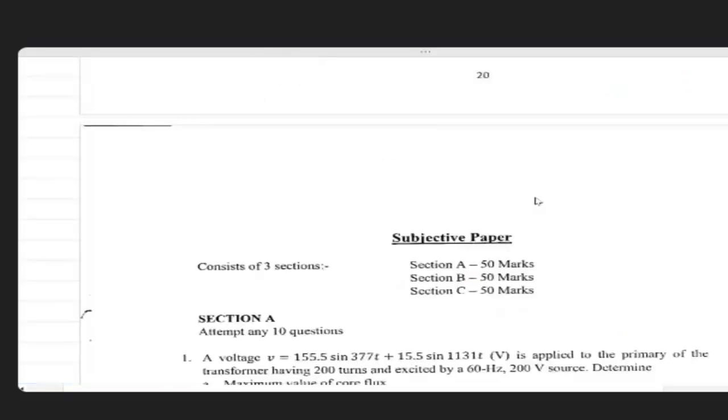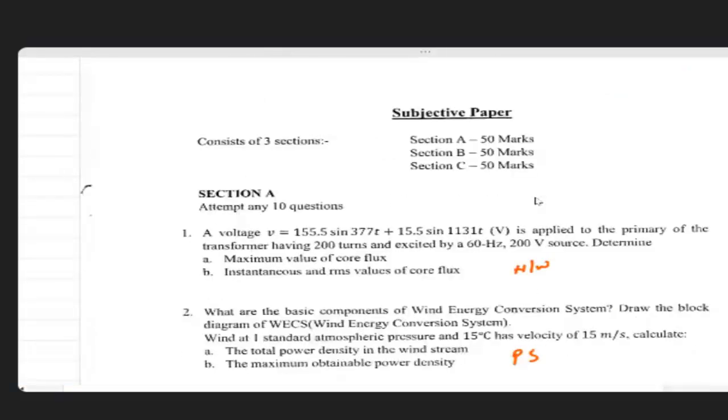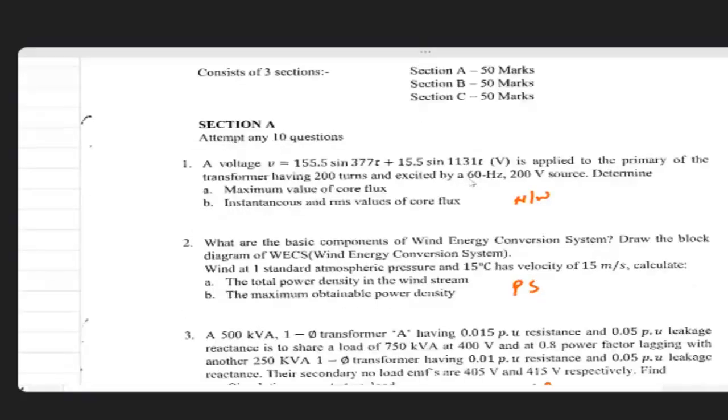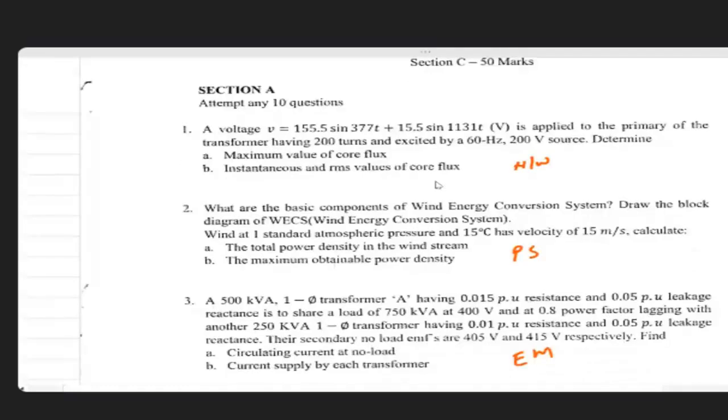BEE, and here comes the subjective paper. So as I have discussed, 3 sections, each 50. Section A, 10 questions, 5 marks each. Section B, 5 questions, 10 marks each. Section C, 2 questions, 25 marks each. So these are very simple questions. We used to solve these questions during our UG preparation, university exam preparations.